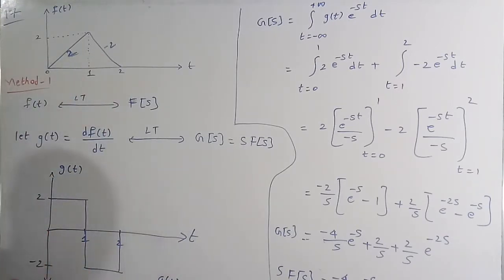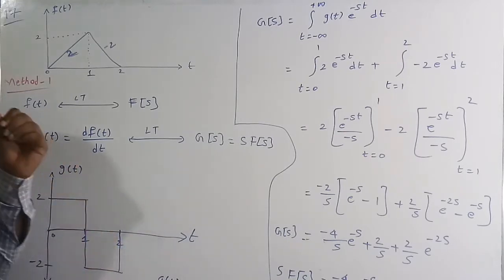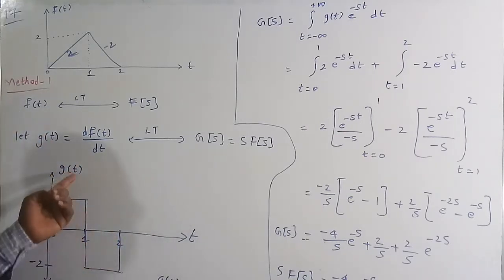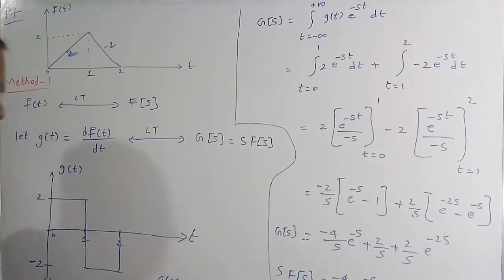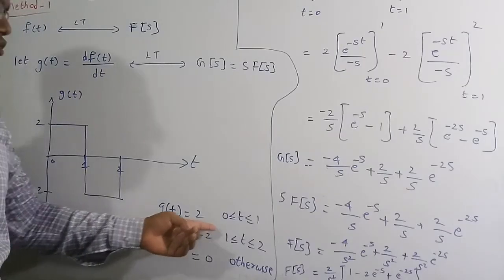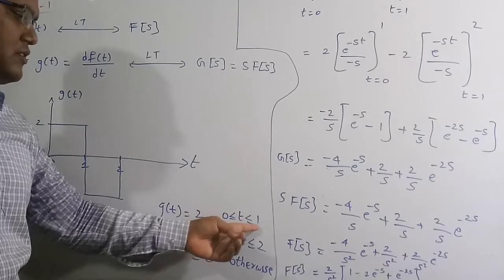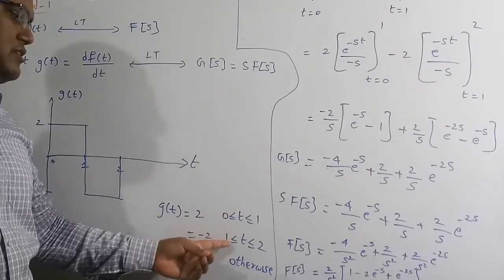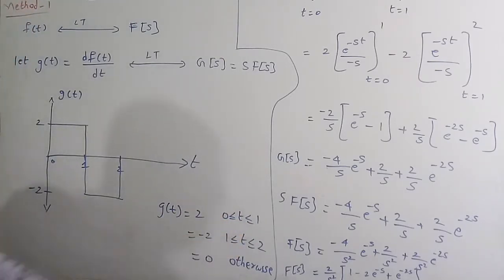So from 0 to 1 this function is going to have a value of plus 2, and from 1 to 2 this function is going to have a value of minus 2, and at all other instants this g of t is going to have a value 0. So that is what I have written. So g of t is equal to 2 for 0 less than or equal to t less than or equal to 1, and minus 2 for 1 less than or equal to t less than or equal to 2, and it is 0 otherwise.